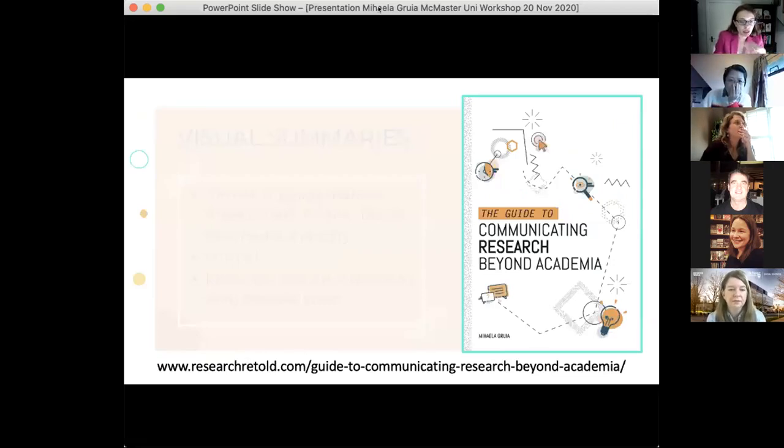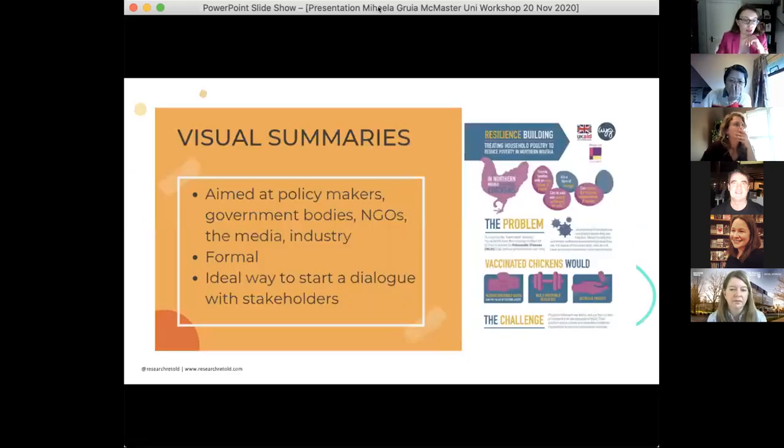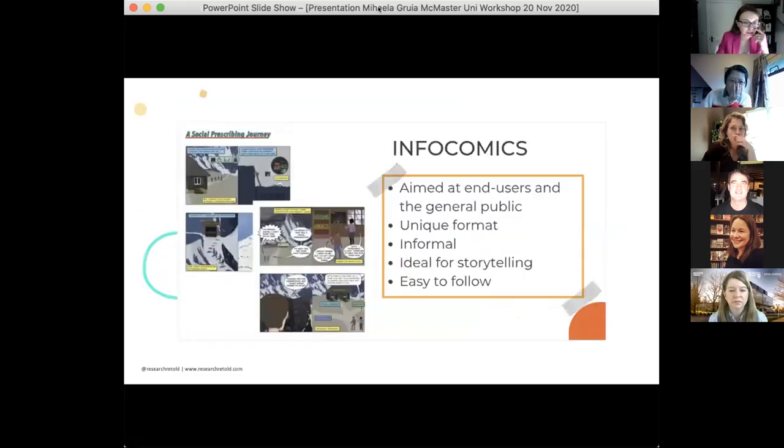So in the guide to communicating research beyond academia, which 3 participants got last week and 3 will get today, we go through a step-by-step process of producing a visual summary based on your research and really helping you think about the sections that you would include in a 2-page visual summary.